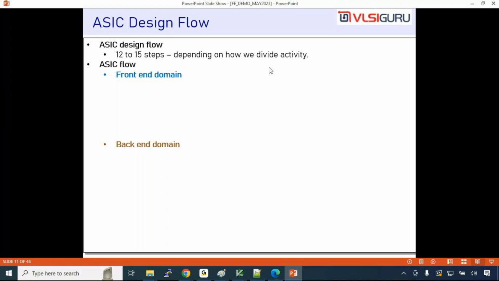Let's say house construction. I'll divide it into two stages. One is till the time you come up with the entire structure. Second is what? Once the structure is done, everything else you do. Something similar to that, in VLSI also, we divide the steps into two major categories: front-end domain and back-end domain.